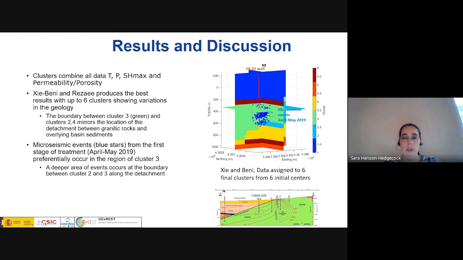And the clusters that we're pulling out are geologically reasonable. Cluster 3 is following the boundary between the basement and the surface sediments. And you can see here that a lot of the microseismic events tend to be clustering in this cluster 3. So we can take a look at the values in that cluster and ask, what is it about these properties that makes it more likely to have microseismic events at these particular layers?